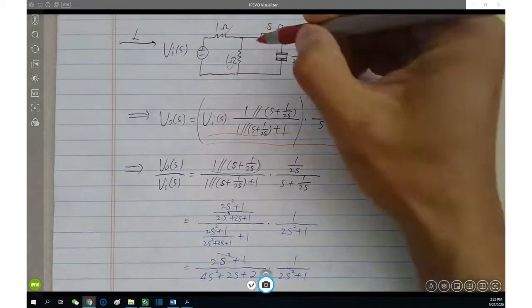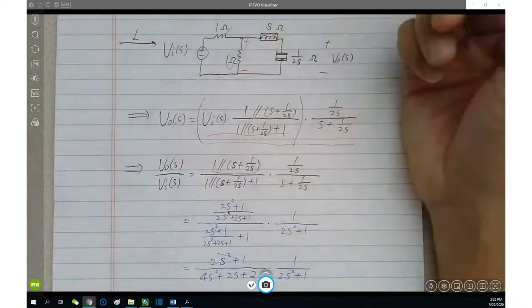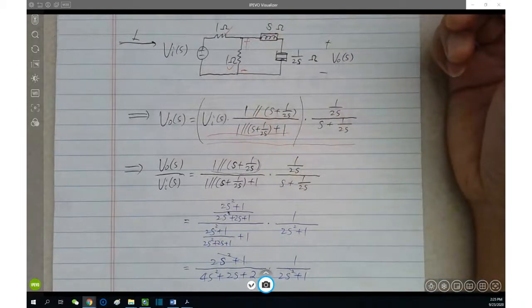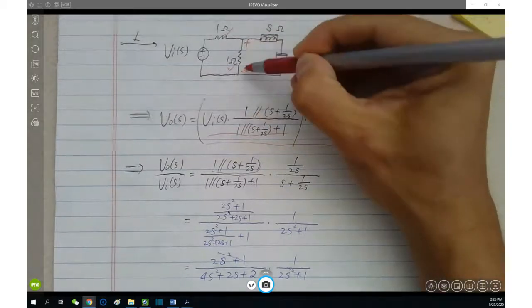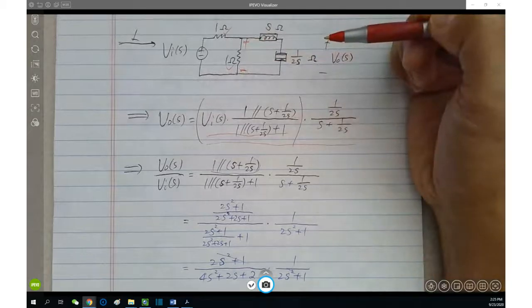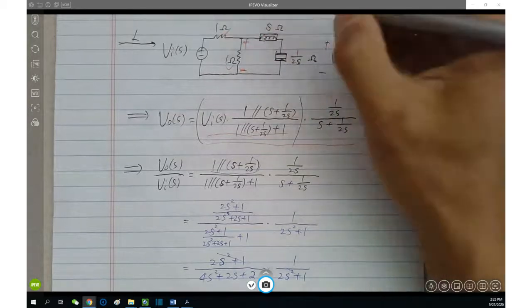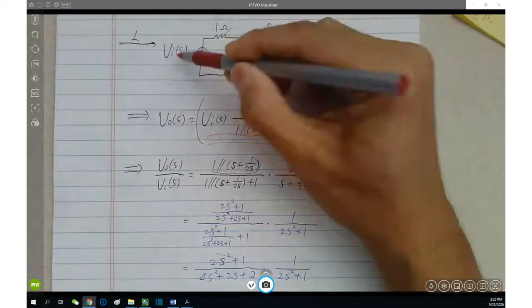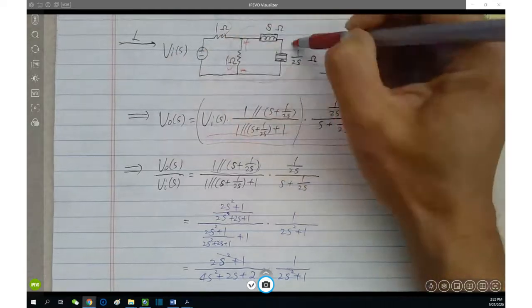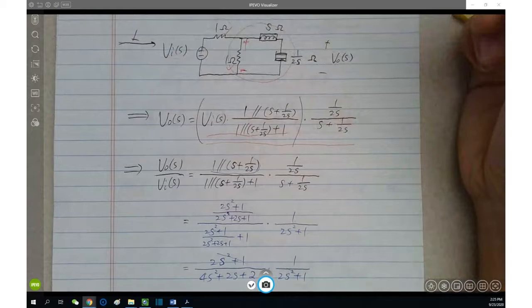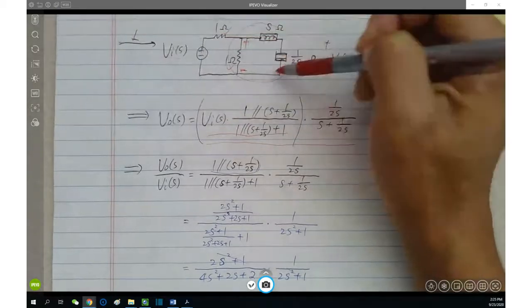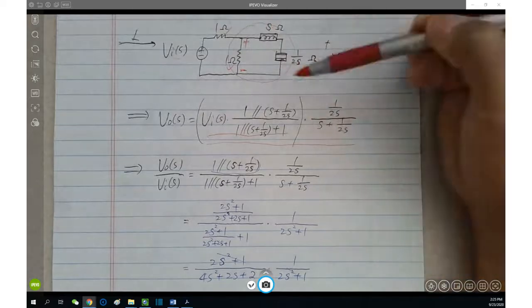So first, in this circuit, I'm looking for the voltage across here, whatever you call it, V maybe. This voltage across here is equal to what? A voltage divider, right? 1 ohm is sharing Vi with the parallel combination of these 2 branches, because 1 ohm is series connected with these 2 in parallel. So this is voltage divider 1.